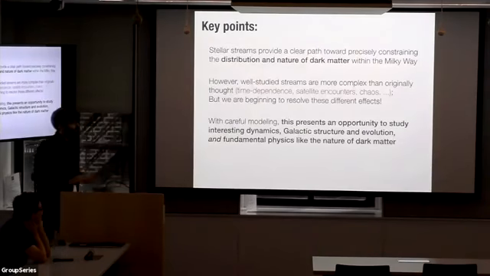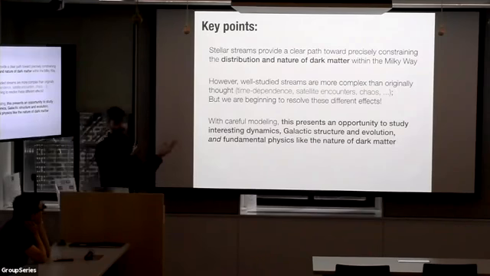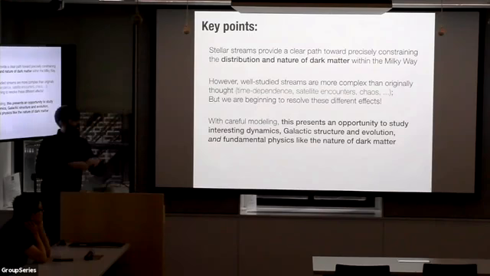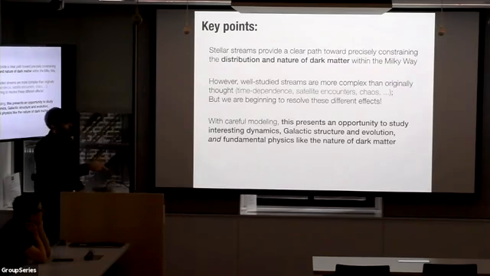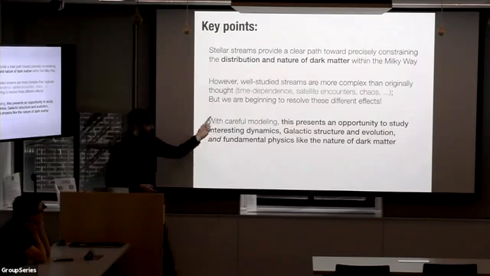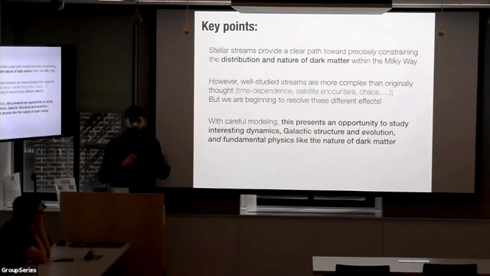So the key points I want to drive home here are that stellar streams provide a really clear path towards precisely constraining the distribution and the nature of dark matter around the Milky Way. However, over the last 10 years or so, we found that in all regards, things are much more complicated than we originally thought. However, I see that as an opportunity, because that means with careful modeling, we can study interesting dynamics, we can study the evolution of the galaxy, and we can place constraints on fundamental physics like dark matter. So I'll end there, and hopefully I won't have to talk again.